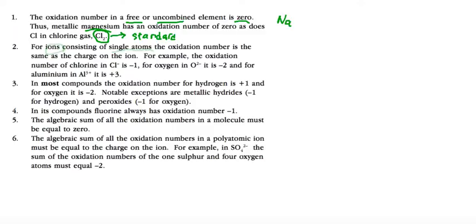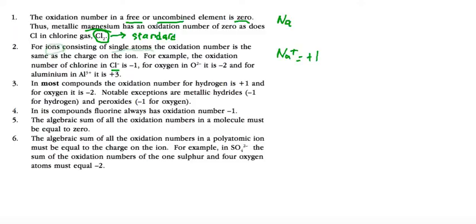Now rule two: for ions consisting of single atoms, again a single atom but it's an ion. We're looking at an example being sodium, Na+. The charge would be positive 1, and in this case the oxidation number would also be plus 1. There are other examples here: chlorine is -1, oxygen is -2, and obviously aluminium is positive 3.